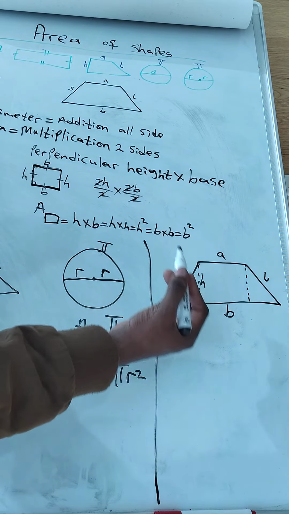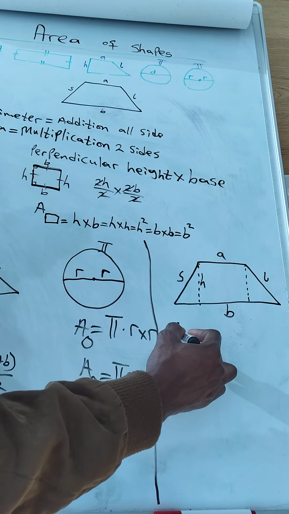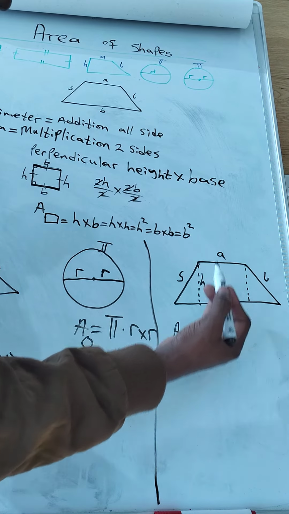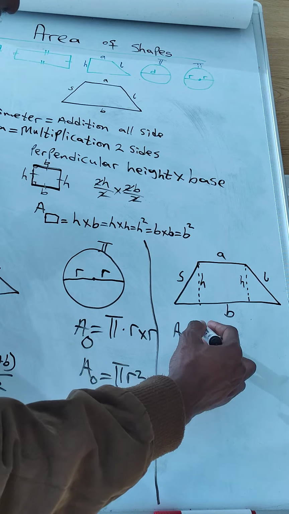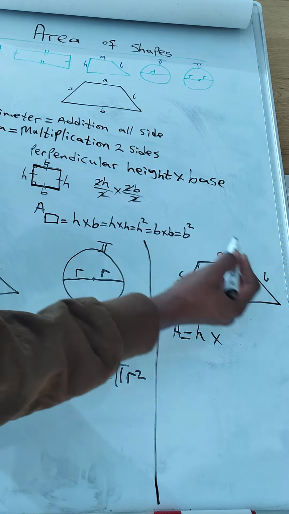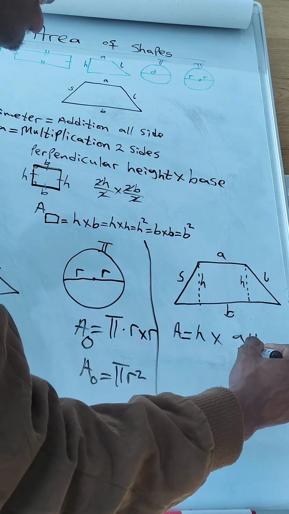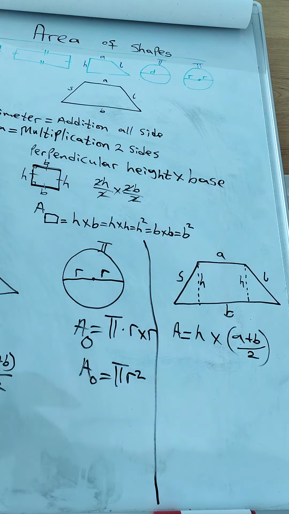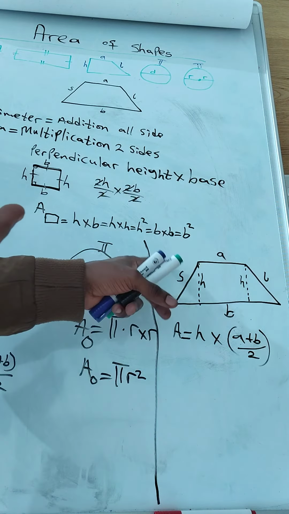So the area of this trapezium is h times, this is one base, this is another base. You have to add the two bases together and divide by 2 because it's 2 bases. Then this is the area of the trapezium. Just like the same way we find the area of the trapezium here, you will still get the same thing.